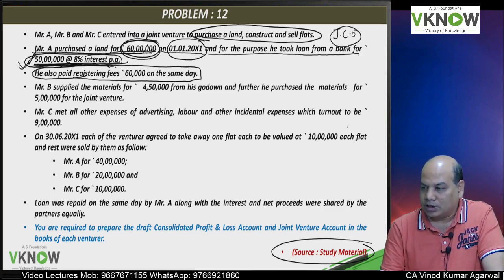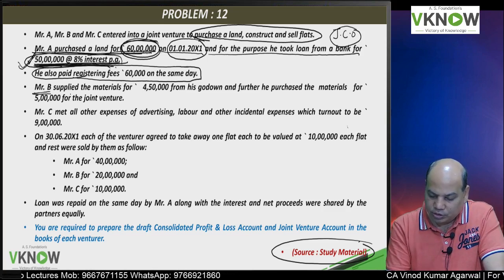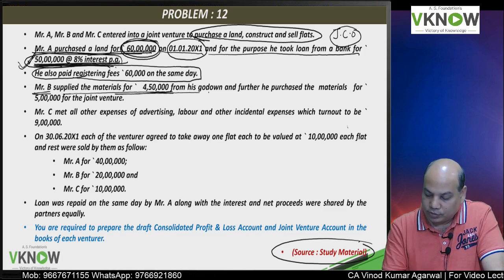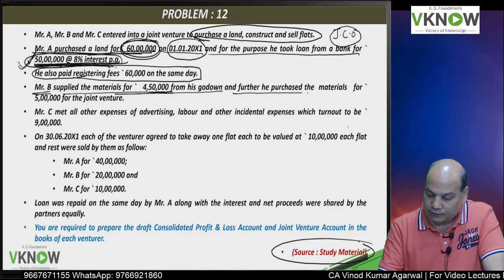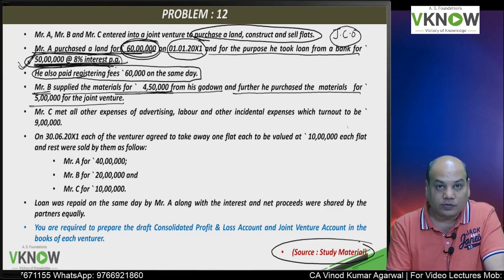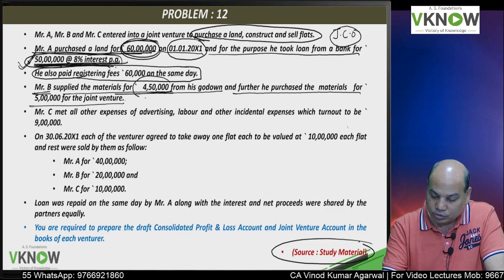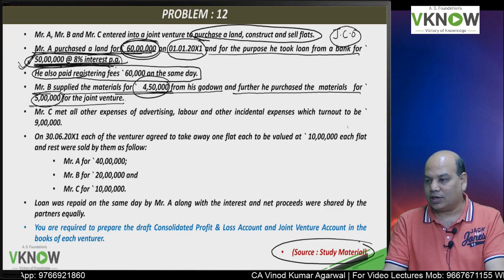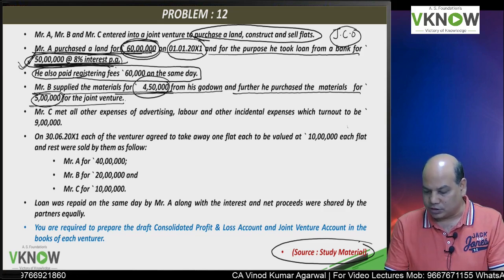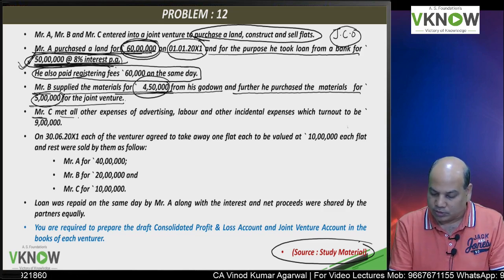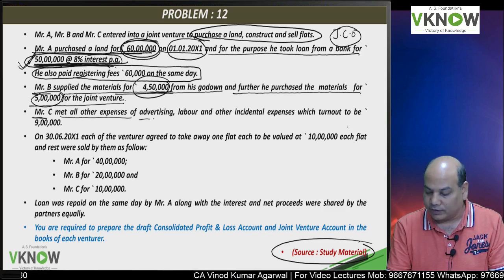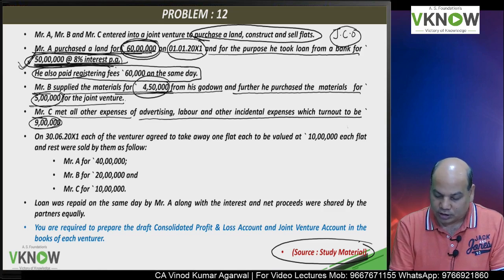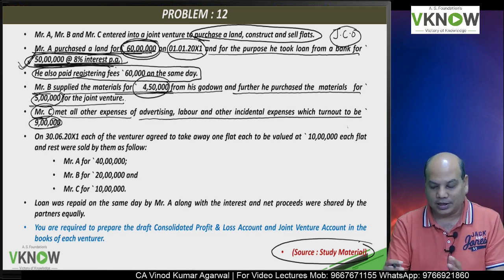Mr. B supplied the material. Now what is Mr. B doing? He supplied the material for 4,50,000 from his own godown, and further he purchased material of 5 lakh for the joint venture. So he has contributed material worth 9,50,000. And what about Mr. C? He met all other expenses of advertising, labor and other expenses, which is 9 lakh. So C incurred 9 lakh.